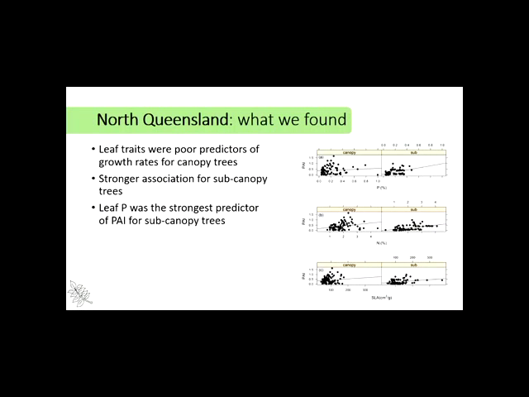So what did we find? Well, in general, leaf traits were poor predictors of growth rates for canopy trees. However, as you drop down into the subcanopy, those relationships became much stronger. For the top graph there, periodic annual increment, a measure of growth, is on the y-axis, and then there's a leaf trait, leaf phosphorus. And you can see for the subcanopy, that was a significant predictor of periodic annual increment for trees occurring within the subcanopy. That did not hold up for the canopy trees.